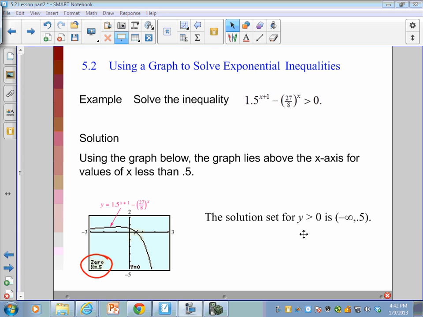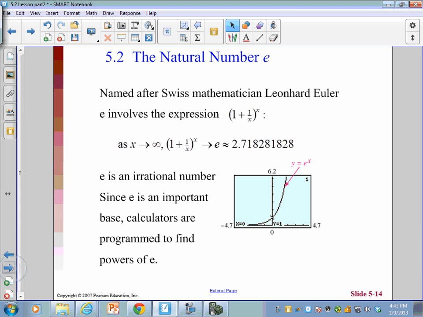We have a few of these problems to do for homework tonight. But basically, you want to figure out where this graph is above this 0 line. And you calculate where the 0 is at 0.5. So the solution set is, and remember, a lot of times students get this backwards. They put 0.5 to negative infinity because they're looking at the 0.5 there. But we always put the lowest number first. That goes first, negative infinity to 0.5.